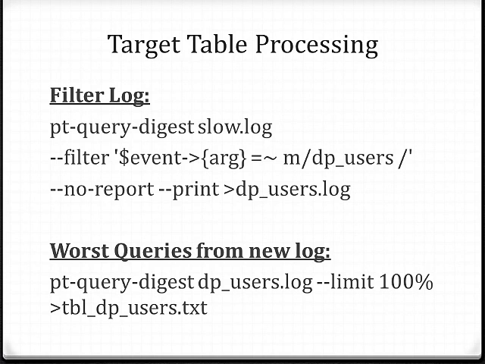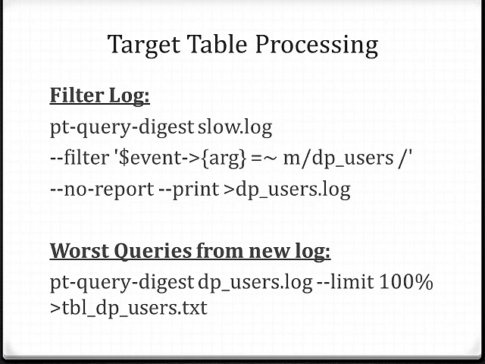If your table has a very common name that may wind up in other queries, that's a problem. When you do no report or no print, it just outputs the information from the slow log, those queries with the date and the time and how long it took, into another log, and we call it the DP users log. So this new log only has queries that are relevant to this table, and this is important. You need this particular filtering stage for several other stages in what's going to happen in the future.